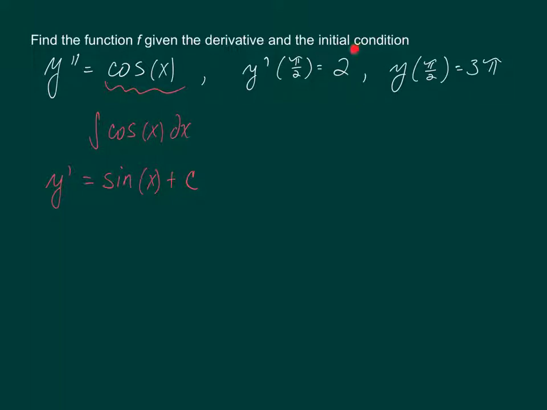Now, this notation over here doesn't get used too frequently, but this means if you substitute pi over 2 into the first derivative, you'll get back a positive 2. So, looking at that, if we evaluate this derivative, y prime of pi over 2 equals the sine of pi over 2 plus c. That's what y prime of pi over 2 means. But this is also equal to 2.